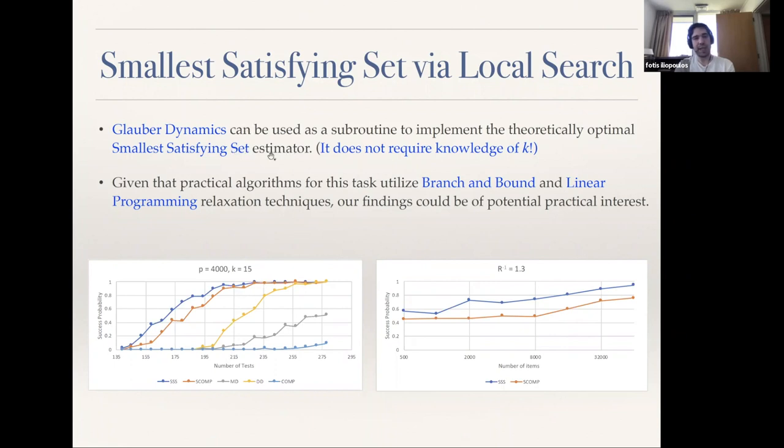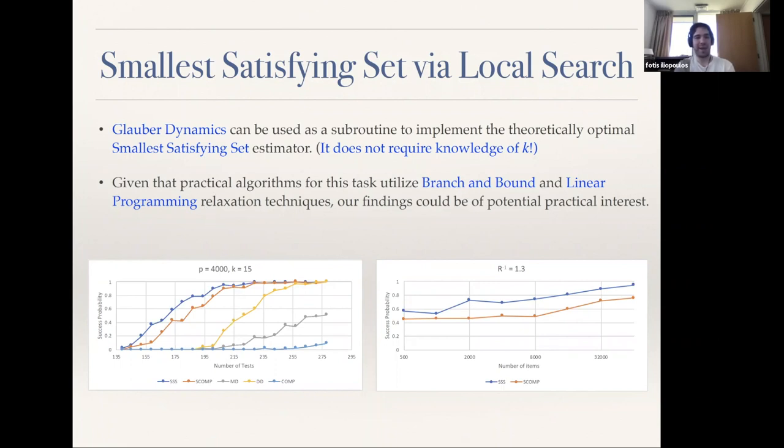And what we did is that we use this global dynamics algorithm as a subroutine to implement this theoretically optimal smallest satisfying set estimator, which does not require knowledge of K. And what we show in this paper is that this simple algorithm outperforms other algorithms that have been used in practice. In particular, it outperforms algorithms that utilize sophisticated methods like branch and bound and linear programming relaxation techniques. We were quite happy with that, because although we are theorists, it was the first time that, using theory, we came up with something simple that may have actual practical implications, because it beats the state of the art.